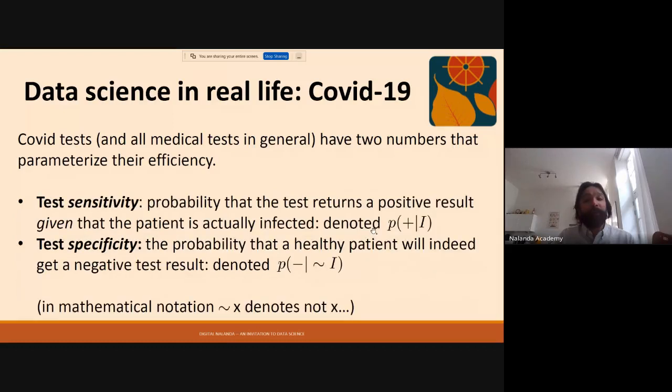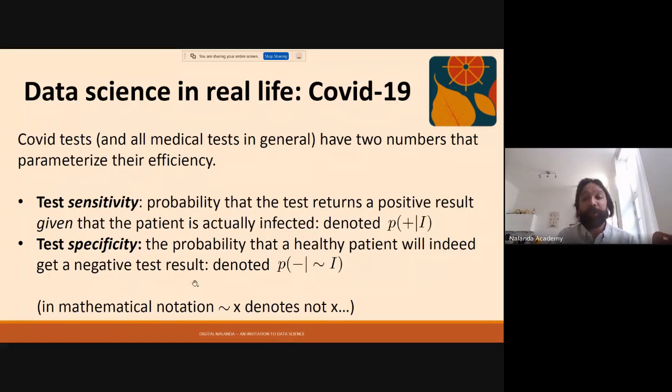And the other one, a slightly different number, is called the test specificity. It's an independent number. You should think about it and convince yourselves that these are two separate things. Okay, and that's the probability that a healthy patient will indeed test negative. So that's the probability that you will get a negative test given that you are actually healthy.